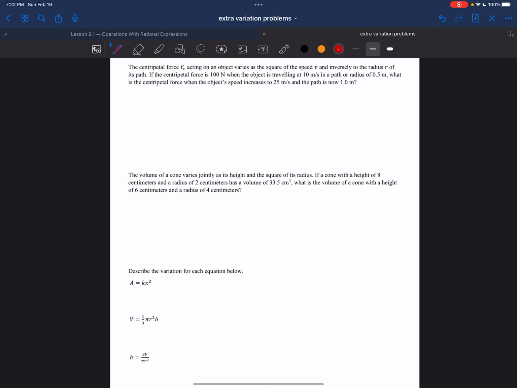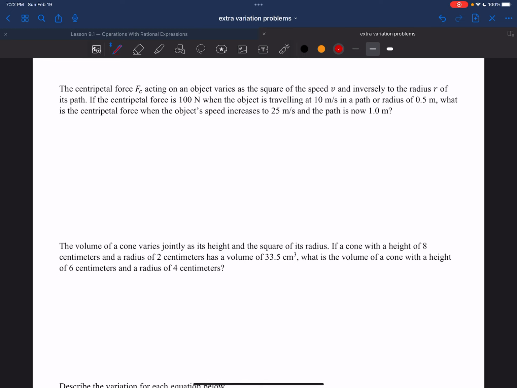Okay, a few more examples to keep going with this video. I think you may have gotten the idea by now, but I just thought I'd work a ton, okay? The centripetal force, F sub c, acting on an object varies as the square of the speed, v, and inversely as the radius, r, in its path. So when it says it just varies, the assumption is that it's direct variation. If it was joint or inverse, it would say that.